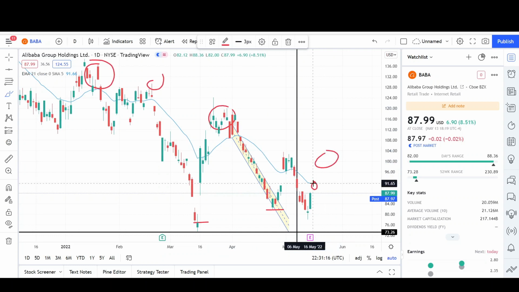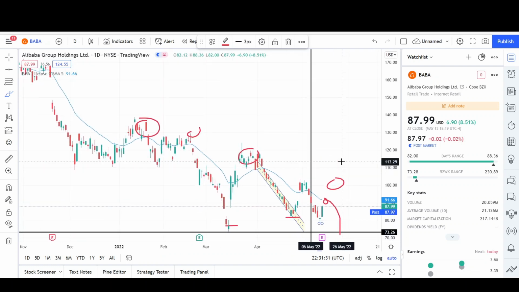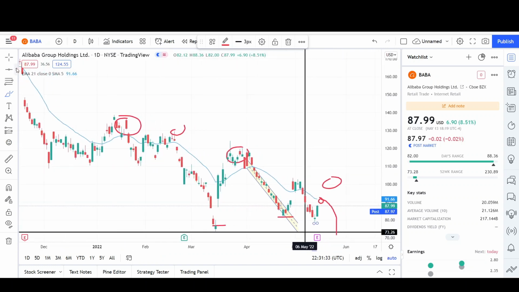Now, if we don't break this EMA and prices get rejected from it and we start selling off, we're probably going to go back down to the lows of this $78 level, or we're going to go back to the lows of this entire down move. So still looking for lower prices, even though a pullback is imminent. So that's all I have on the daily chart.